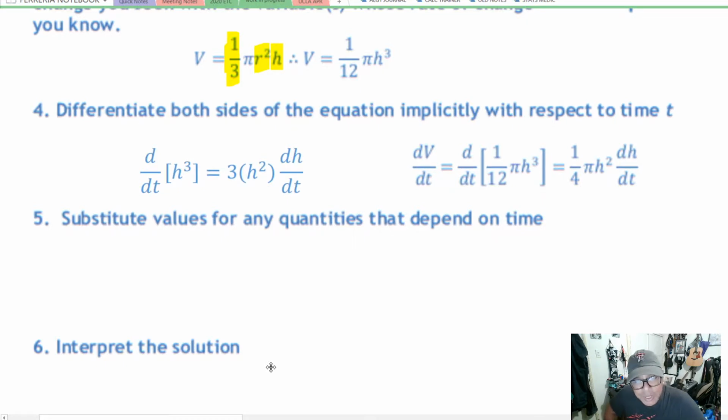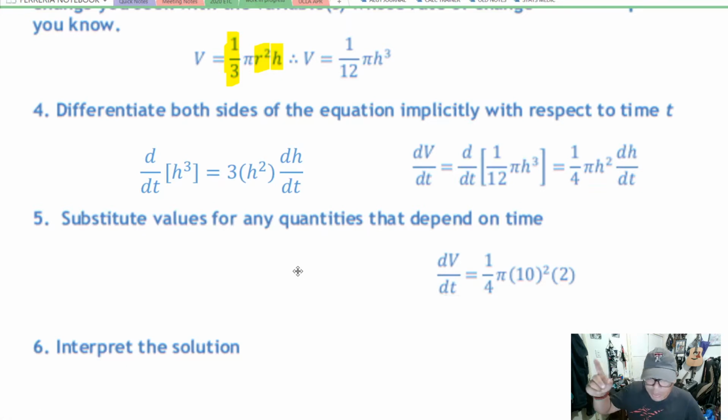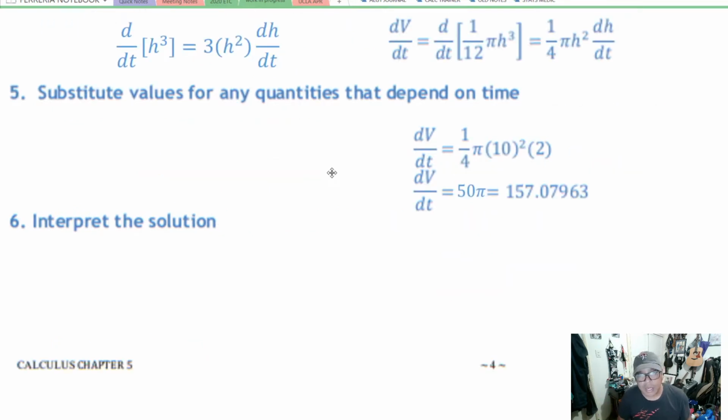Penultimate step here is to substitute all of the variable quantities now, including the derivatives. h was currently 10, and dh/dt was +2, positive because h is always increasing. When it simplifies, you get yourself 50 pi, which is 157.07963.